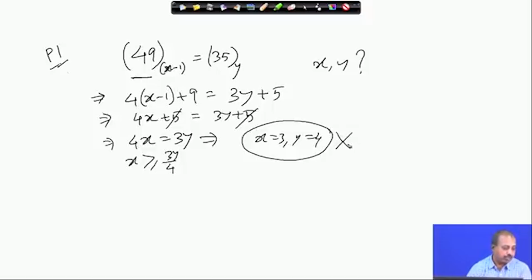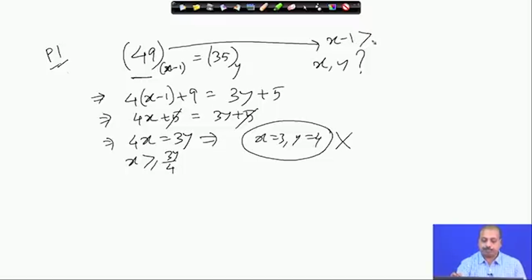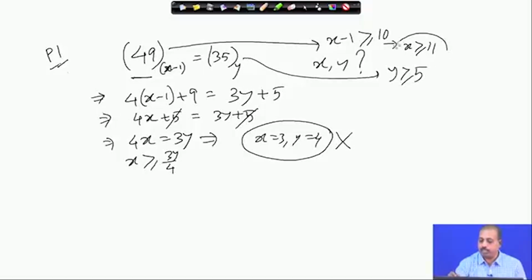From this equation I can say that x minus 1 should be greater or equal to 10, because the 9 is there, so the next digit is 10. From here I can say that x should be greater or equal to 11. Similarly, from this I can say that y should be greater or equal to 5. These are the additional constraints that we have over this solution. So we have got 3 conditions now: 4x equal to 3y, x greater or equal to 11, and y greater or equal to 5.